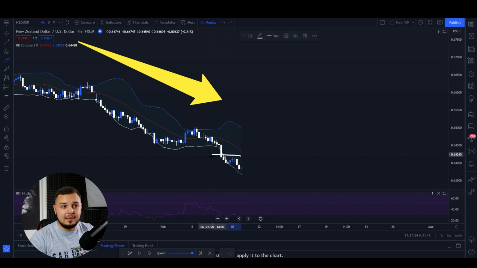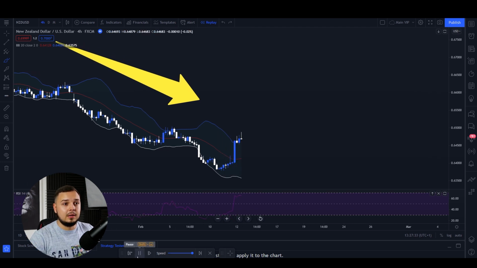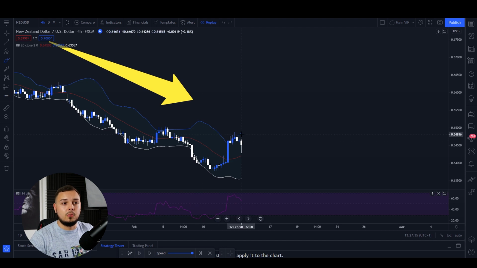We don't want to enter anywhere here. It's trending down. It's too late to enter. We need to wait for a proper entry. So a pullback, right? So we are waiting for a pullback. And boom, a nice pullback towards the downside.